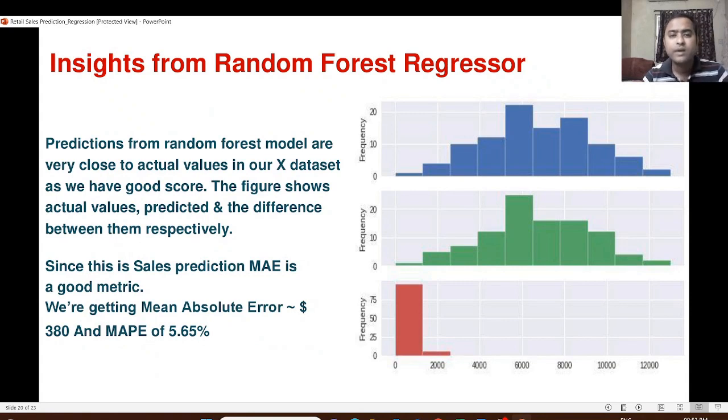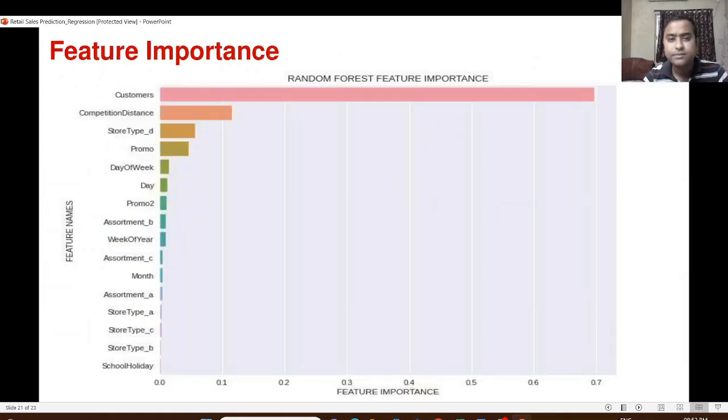Now, insights from random forest regression. We can see that predictions from the random forest model are very close to actual values in our X dataset. As we have a good score, the figure shows actual values, predicted values and the difference between them respectively. Since this is sales prediction, MAE is a good metric. We are getting a mean absolute error of $380 and MAPE of 5.65%.